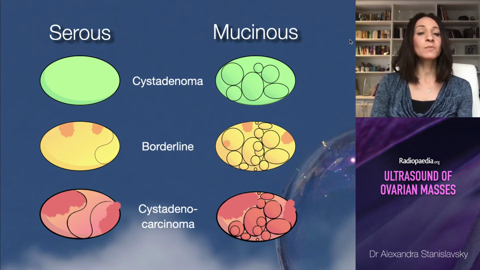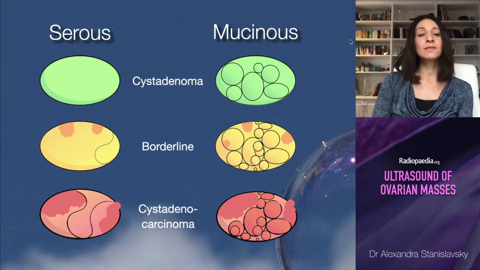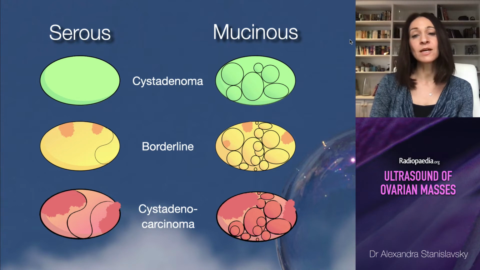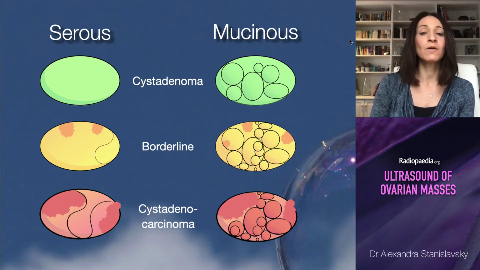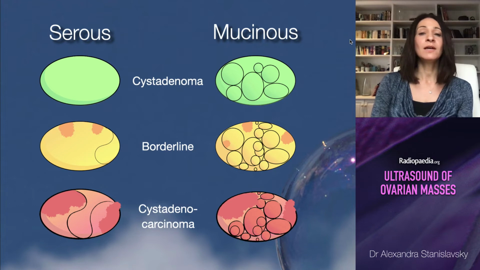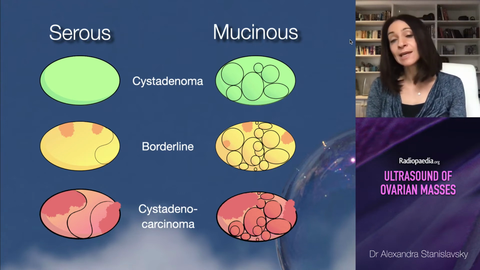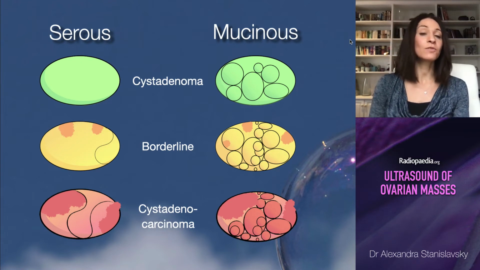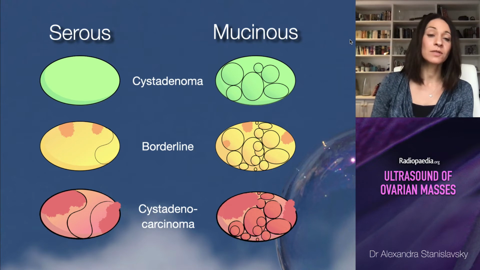As we move towards borderline tumours, what we see is the appearance of papillary projections, particularly within the serous types, but really within both. And in mucinous tumours especially, we note the increase in the number of septations. So if you see a tumour with lots and lots of septations, specifically more than 10, then you're hedging more towards borderline, knowing that there are, of course, overlaps between all these categories.